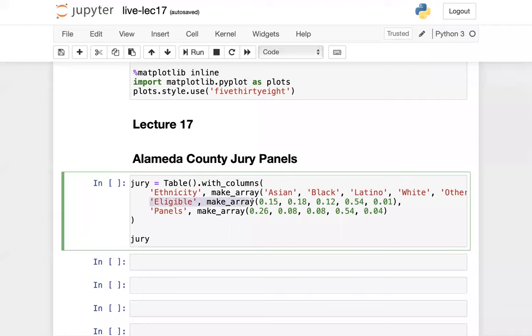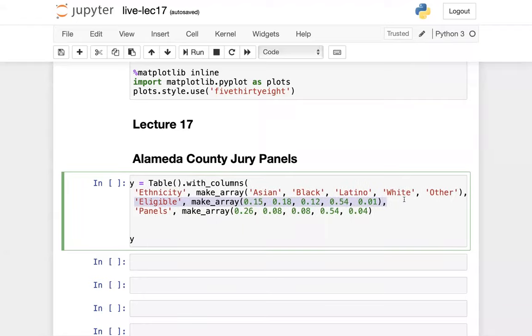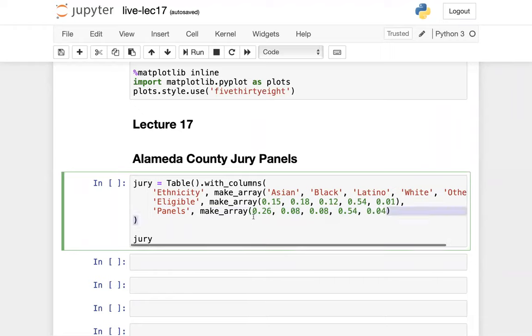And then we have eligible, which is the proportion of people belonging to each ethnicity amongst the population that's eligible to be on a jury in Alameda County. So like in Alameda County, 15% of eligible people for the jury are Asian, 18% are Black, 12% are Latino, so on. And then finally, we have panels, which is the actual proportion that we observed of people who ended up being in each of these categories. So in actuality, 26% of the jury was Asian, only 8% was Black, 8% was Latino, so on. So you can see how what actually came up is slightly different than the eligible population.